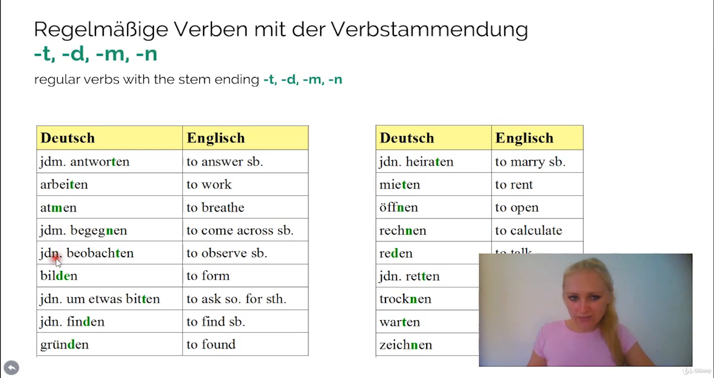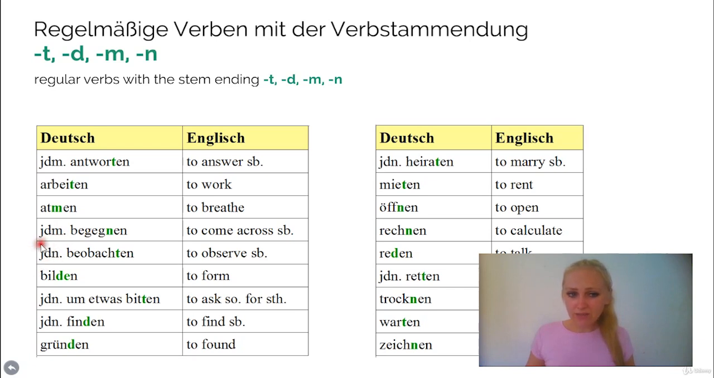Later on, you will see how important it is that there's written a JDM and JDN, because jemandem is the short form of jemandem, which means somebody, but it's in the dative case, which is one of the 4 grammatical cases that we have. Through that JDM here, you know that this is a dative verb. You will learn it towards the end of this course, but you have that already, so you can keep it in mind.